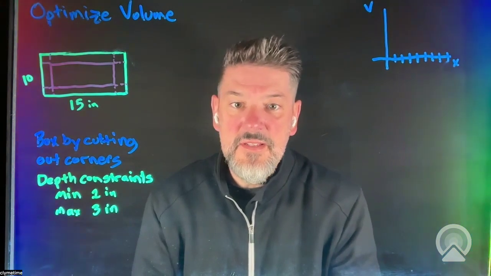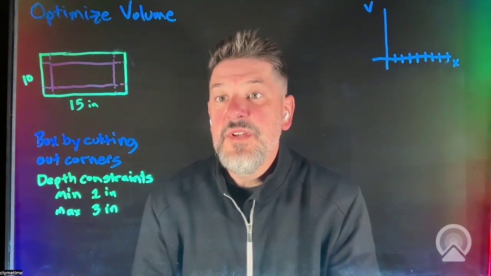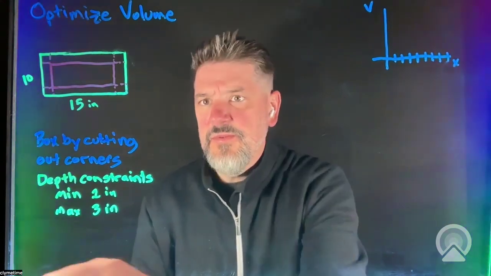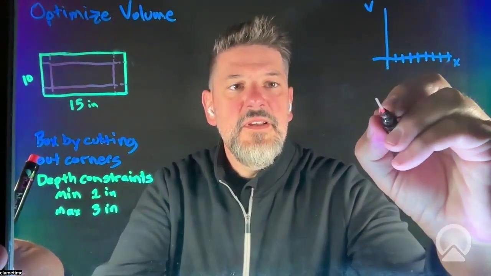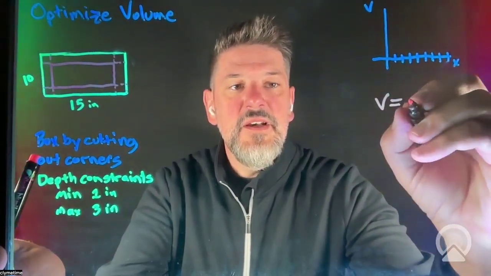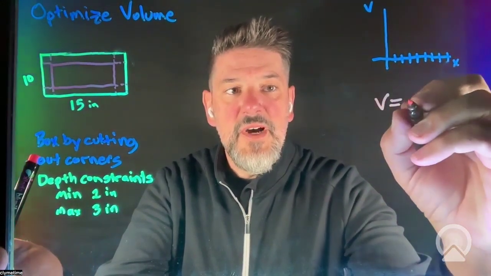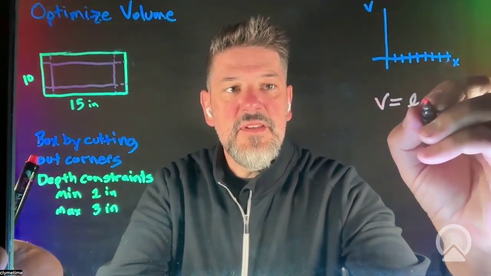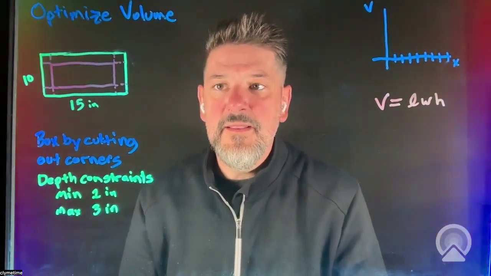And then the next thing you need is an equation. Without an equation, it's hard to optimize anything. So we need an equation for volume. So I'm going to write down the equation for volume. Volume, I know, for a box is going to be length times width times height. There are 3 parts to a box, 3 dimensions. So I need to find the length, the width, and the height.